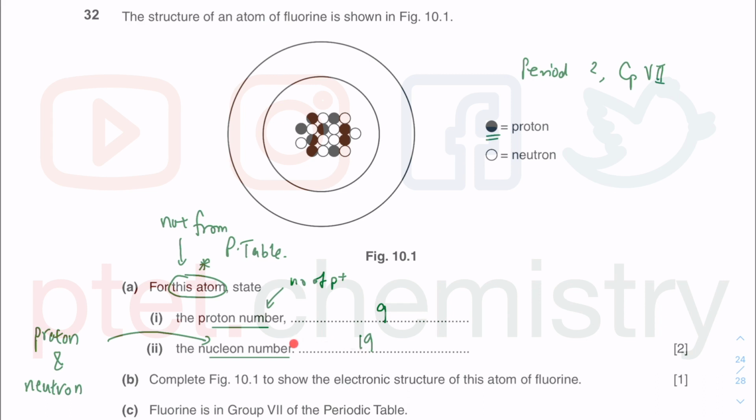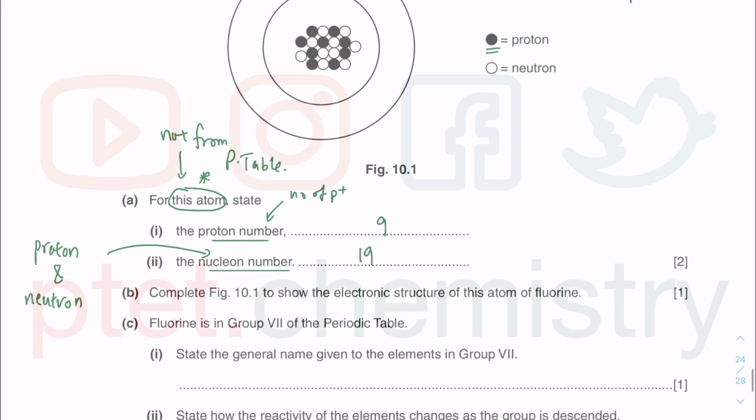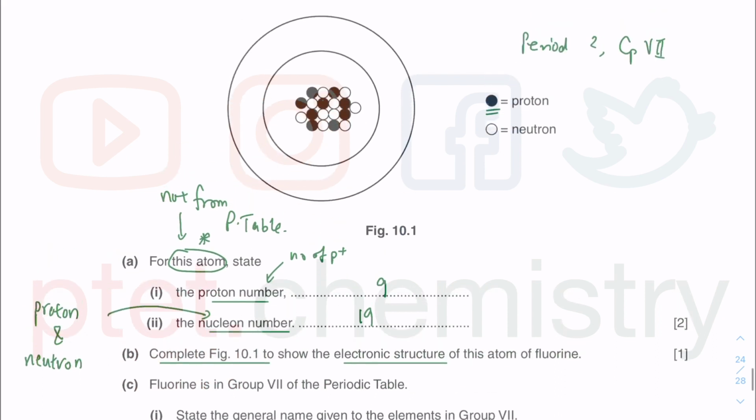Candidates should be able to state what is meant by proton number and what is meant by nucleon number. They are part of the learning objectives, which you have done back in year 9. Complete the diagram, so do not leave any questions. They say electronic structure. So how many electrons are there? This is an atom. An atom has no charge, so the number of electrons equals the number of protons. If we have 9 protons, then we will have 9 electrons.